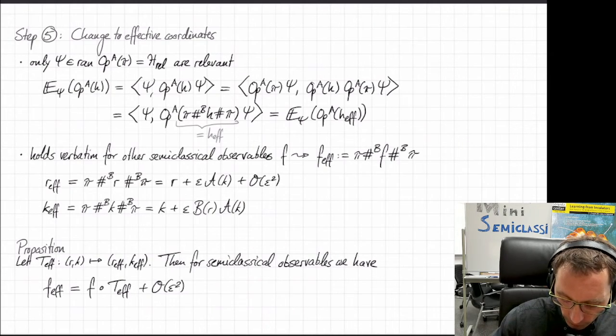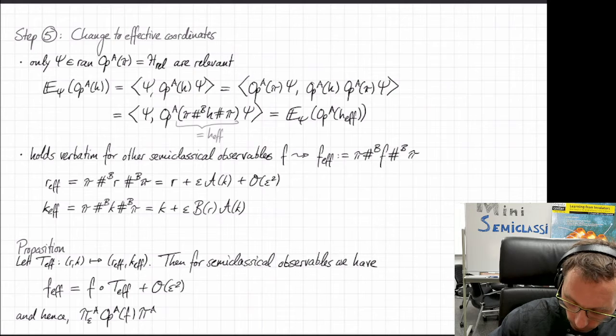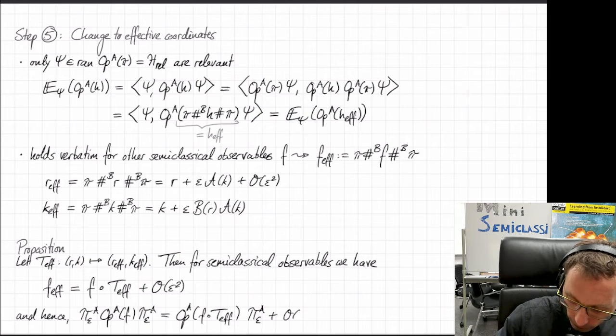And just as a reminder, this also implies the following. On the level of operators, if you sandwich F between projections, what you can do is replace this by this coordinate transformed original semi-classical observable, and you could keep both projections, of course, but it's easier for the proof later on if you just keep one.